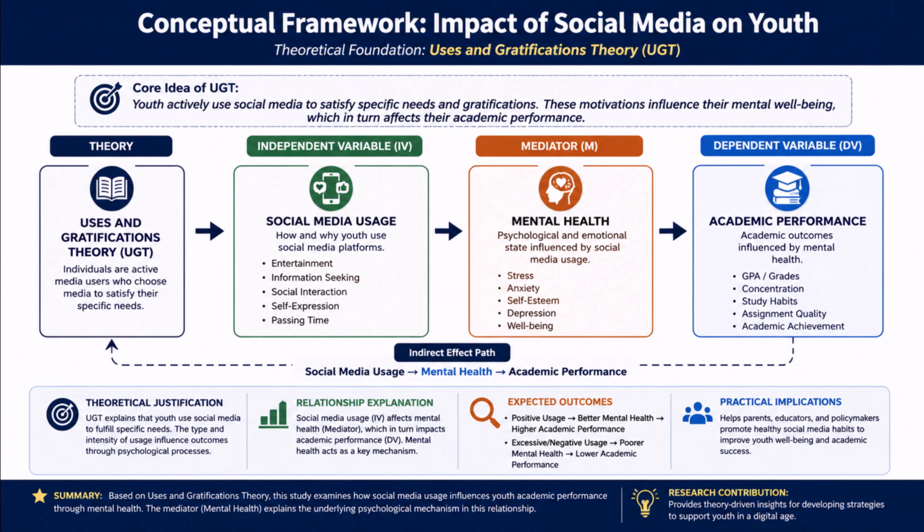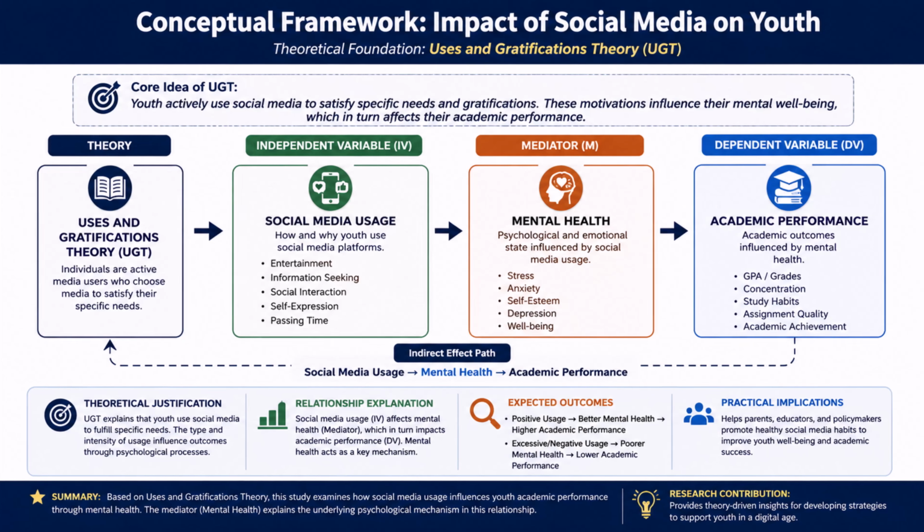Now, connect everything together. For example, theory: uses and gratifications theory. Independent variable: social media usage. Mediator: mental health. Dependent variable: academic performance. This alignment makes your research more logical and academically sound.